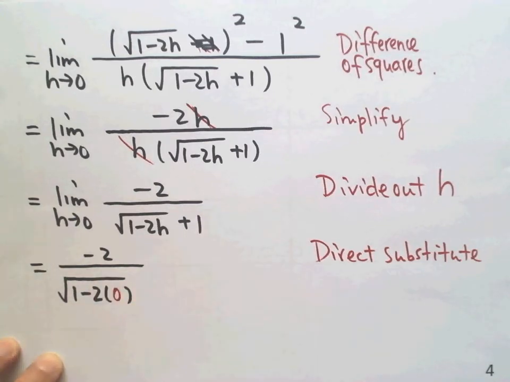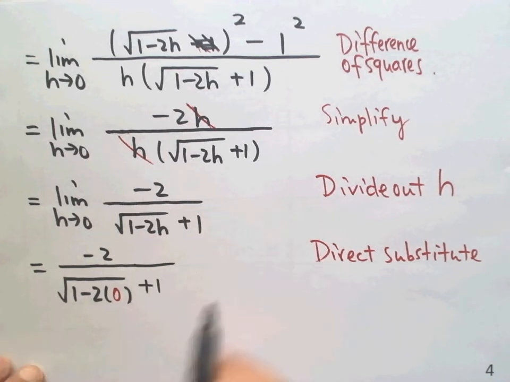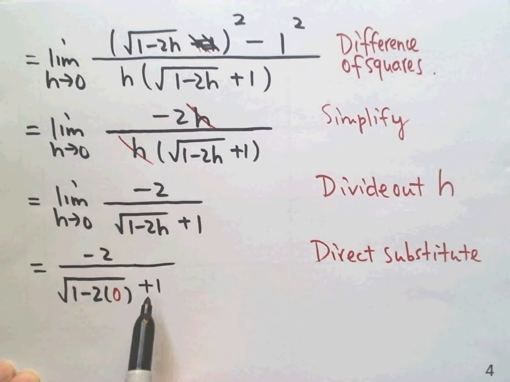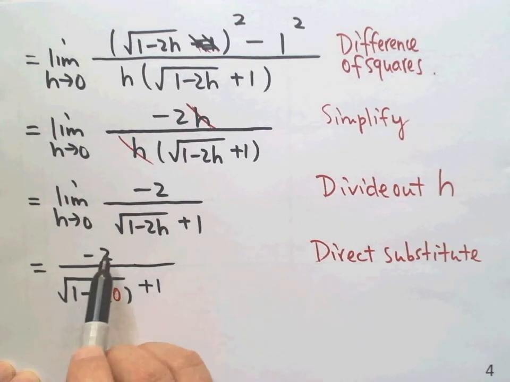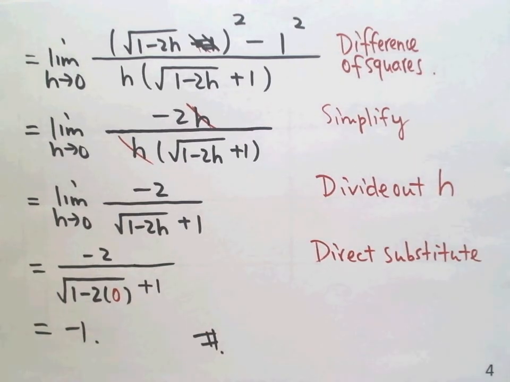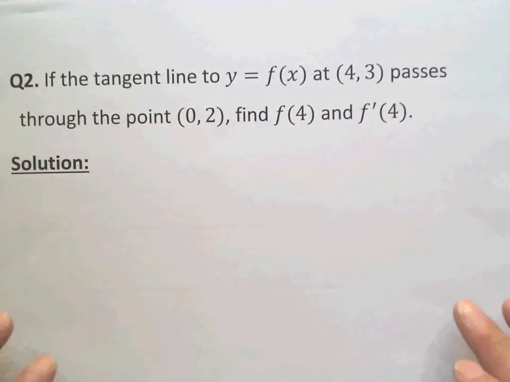So h this time is 0, right? Okay, and then plus 1. And then we'll see what we get. So this is 1 plus 1, which is 2. Negative 2 over 2 is negative 1. So this is the final answer for this question. How you evaluate limits is just important. Okay, so let me see one more question.